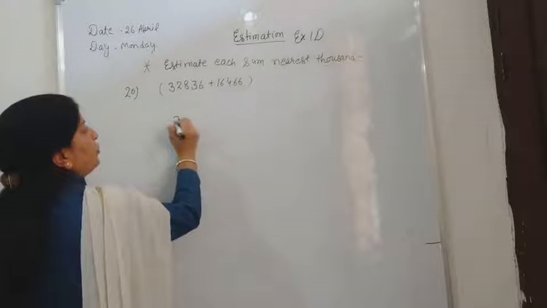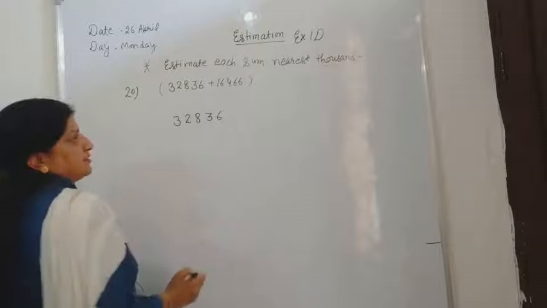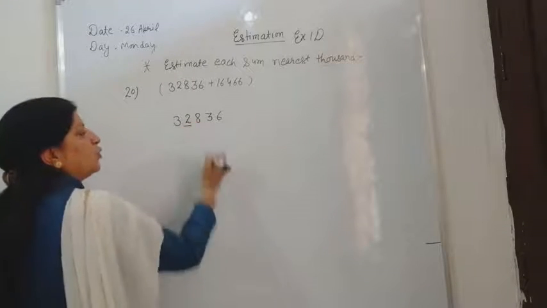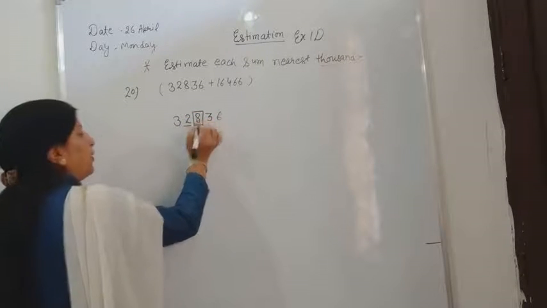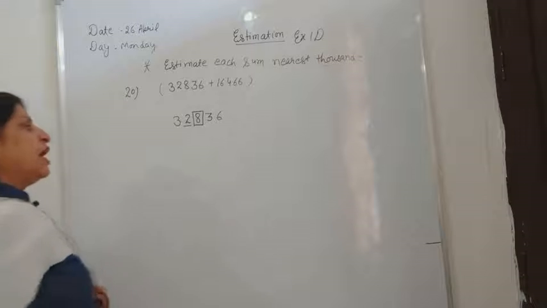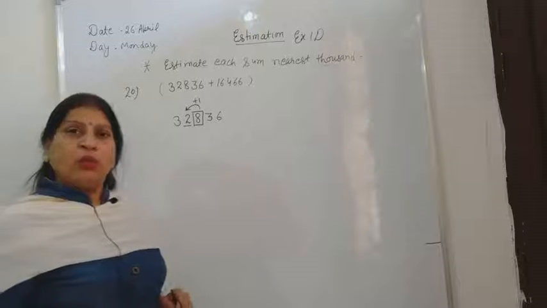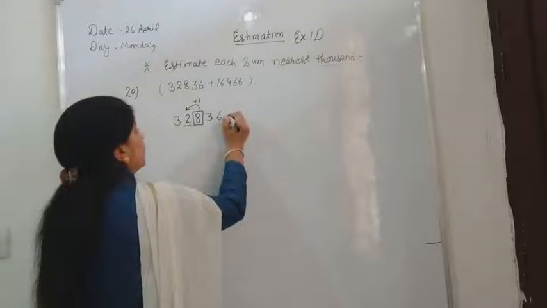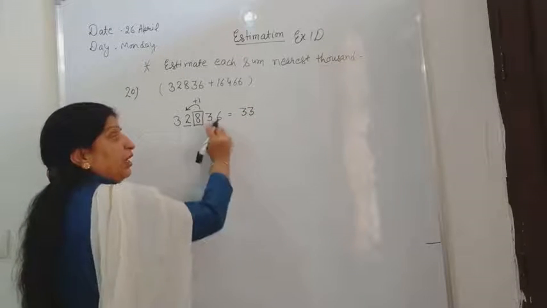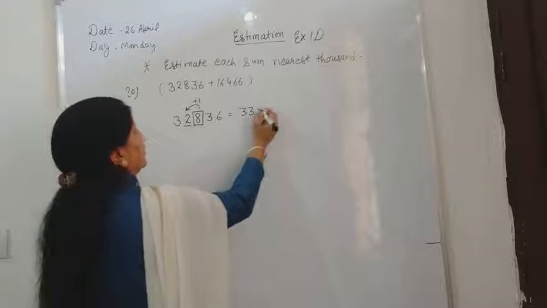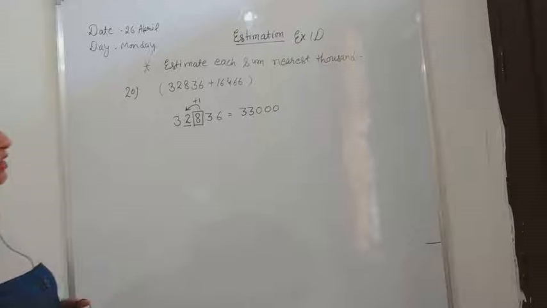So first of all we write the number 32,836, and here we see that at 1000 place our number is 2, and we make a box at 100 place digit and we see that this number is greater than 5, so we add 1 in the previous number, 1000 place number, and our number becomes 33. We replace the ones, tens and 100 place numbers by 0. So our number becomes 33,000.